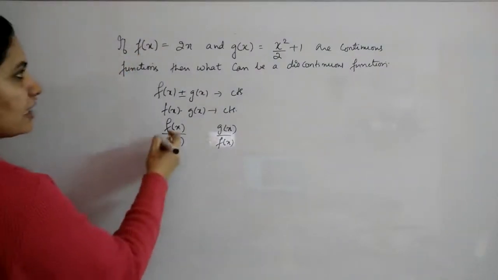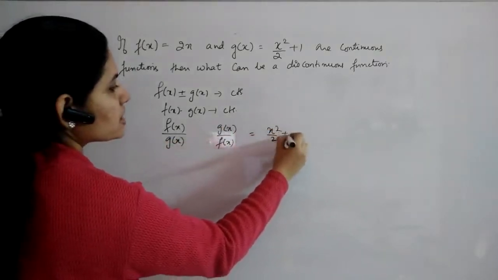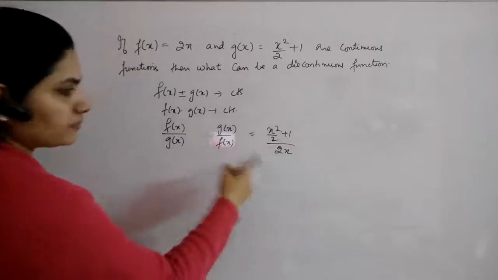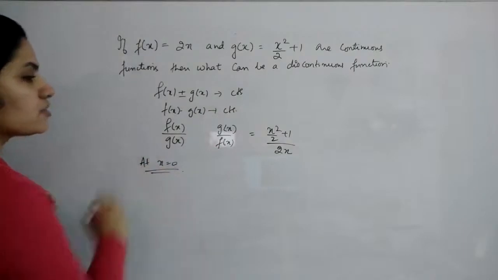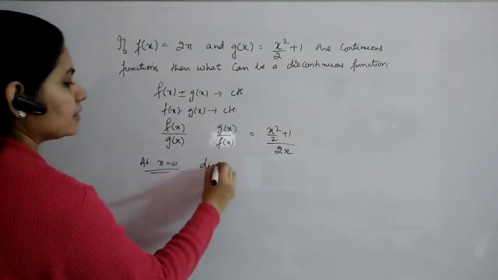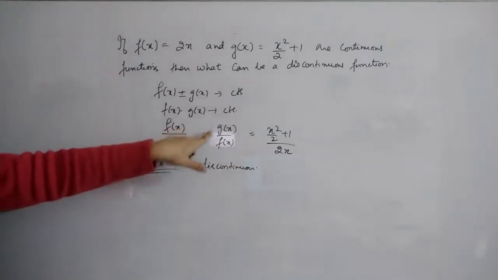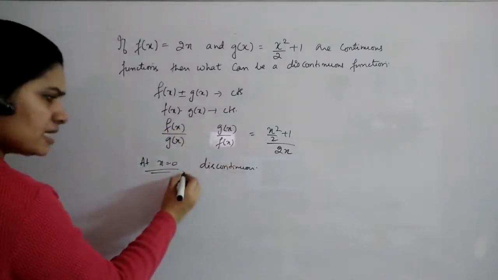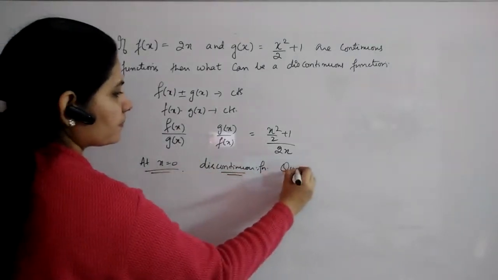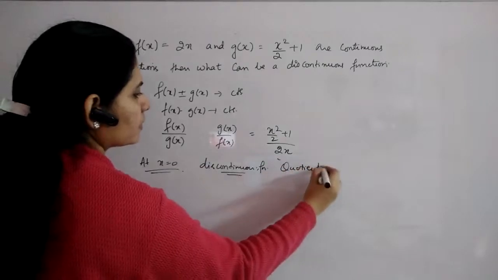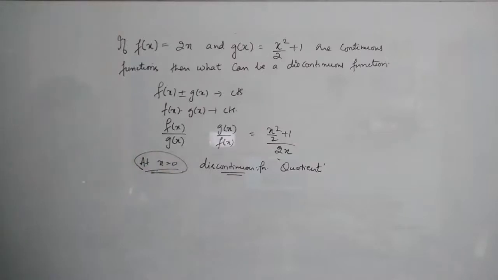Check. I am taking f of x by g of x or g of x by f of x: x squared by x squared plus 1, or x squared plus 1 by x squared. I'll get it like this. Now, if I evaluate it at x equal to 0, what will happen? At x equal to 0, this function will be discontinuous. So you have to say that the function f of x by g of x or g of x by f of x is discontinuous. That is, the quotient function will be discontinuous at x equal to 0.